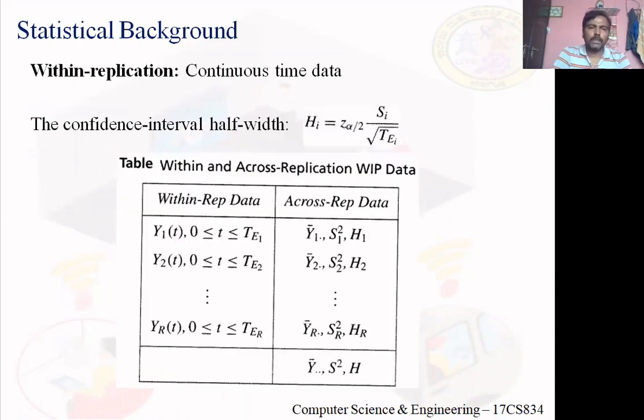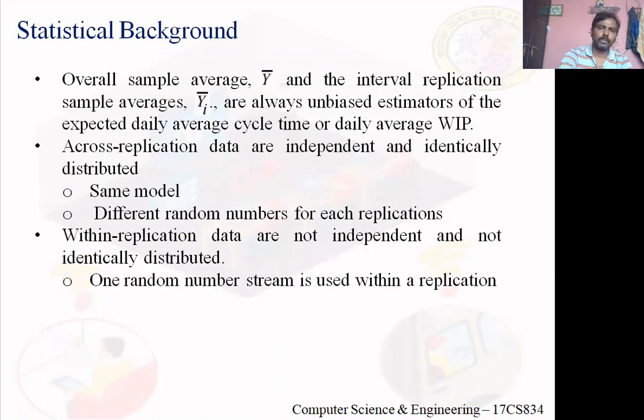So since it's continuous time data, the confidence interval is given as z alpha by 2 si by square root of ti. Okay. Now this is just a review of the output analysis for terminating simulation.